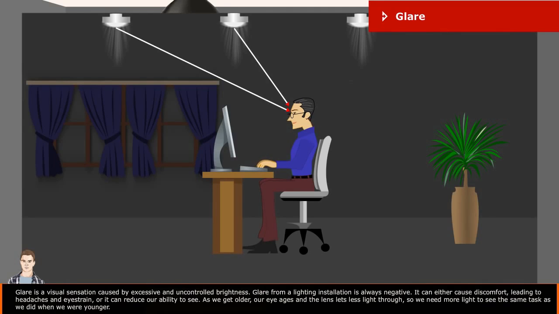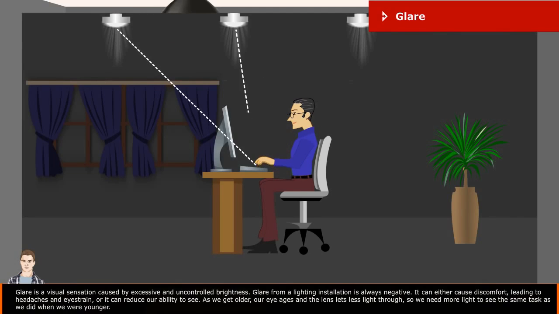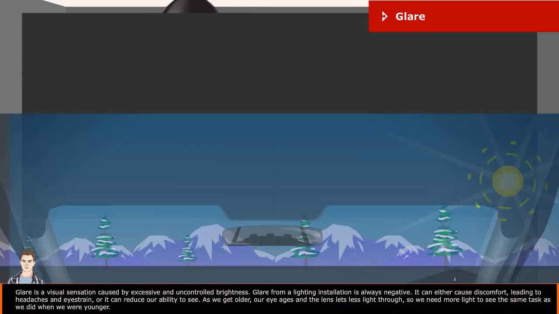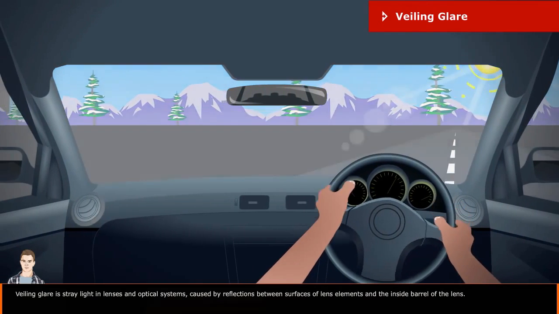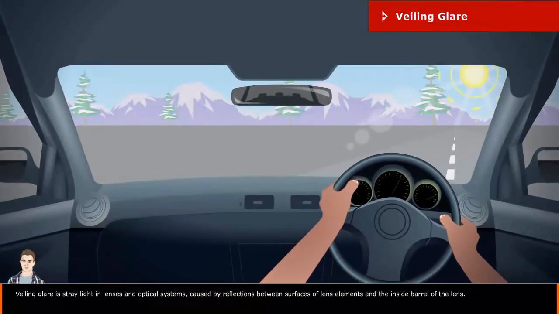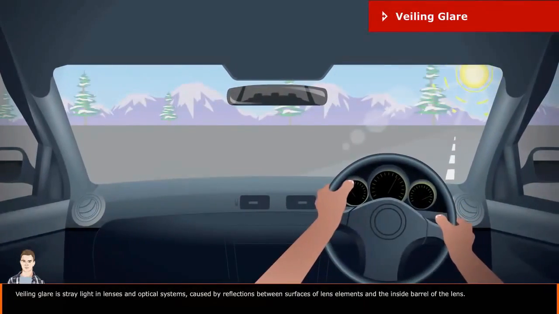Glare is a visual sensation caused by excessive and uncontrolled brightness. Glare from a lighting installation is always negative. It can either cause discomfort, leading to headaches and eye strain, or it can reduce our ability to see. As we get older, our eye ages and the lens lets less light through, so we need more light to see the same task as we did when we were younger. Veiling glare is stray light in lenses and optical systems caused by reflections between surfaces of lens elements and the inside barrel of the lens.